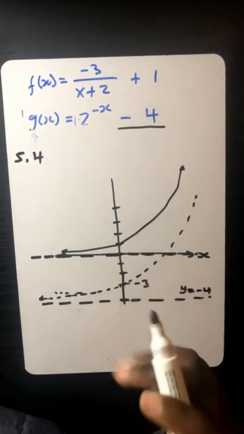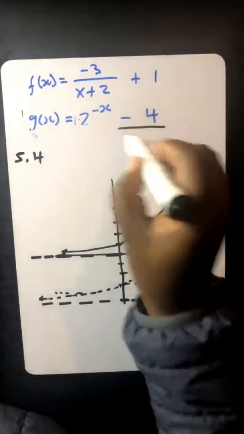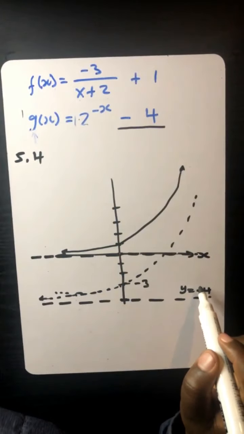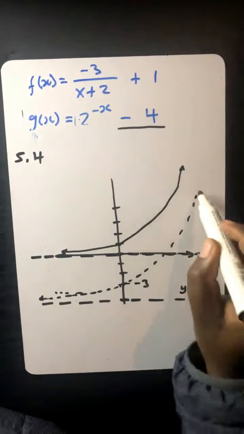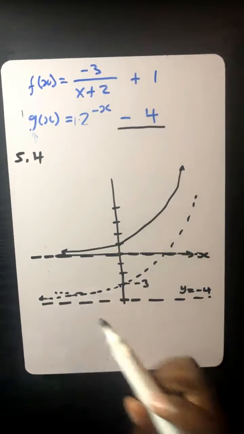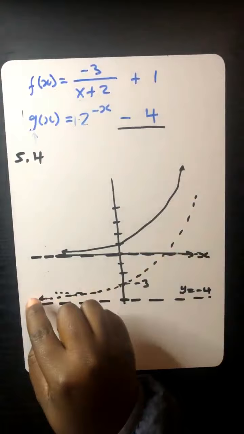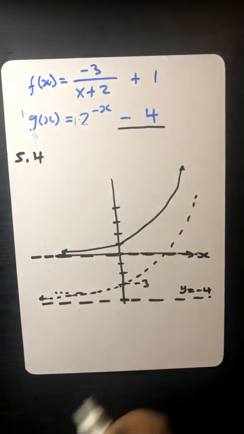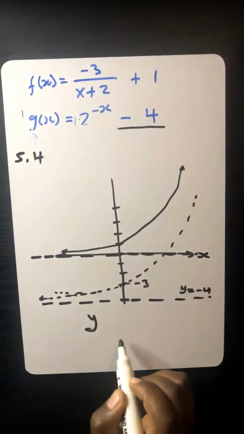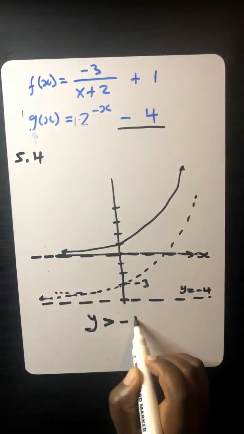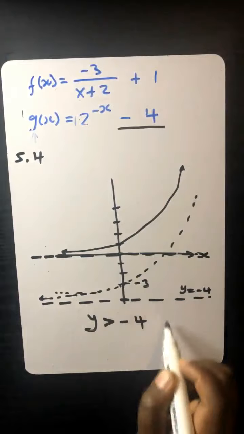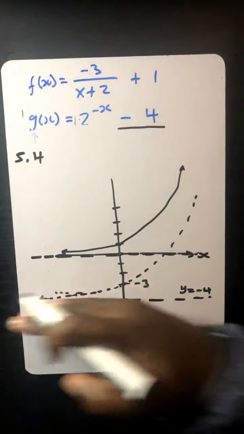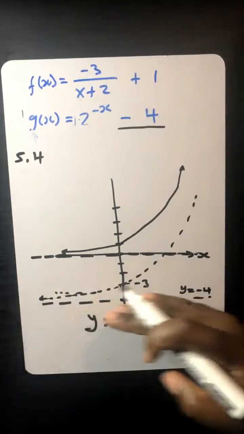So in short, this line being the asymptote, at the same time, tells us more about the range of a function. We say this function is actually ranging above that asymptote. That is why when we answer that question, we are going to say y is greater than -4. Why greater than -4 is because it ranges above that line of y equals -4.